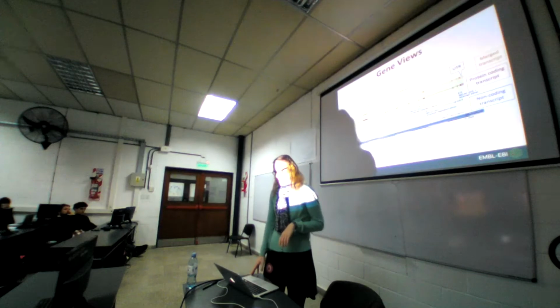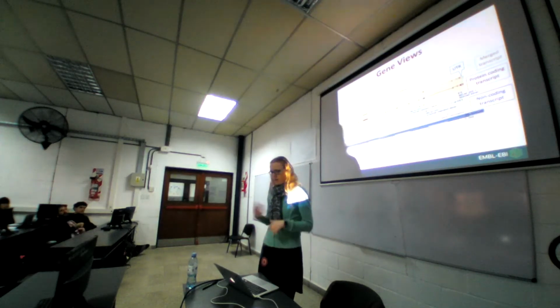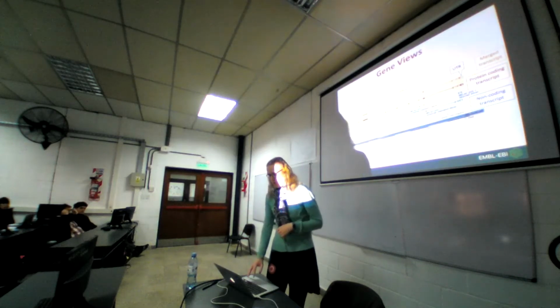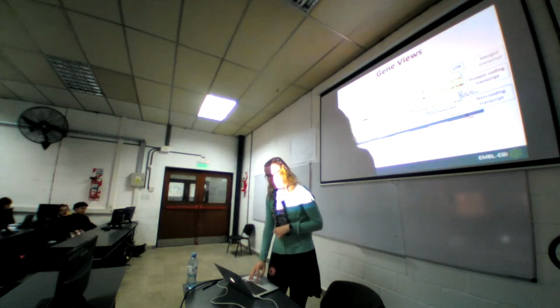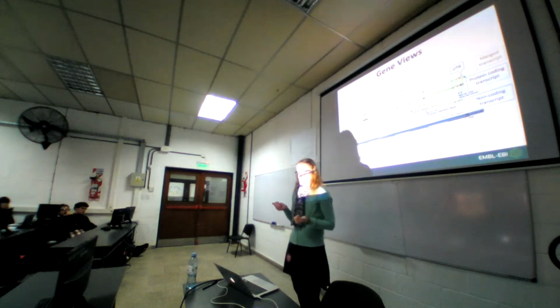In the transcripts, you have exons and introns. The exons are the boxes. If they are colored in, they are coding. If they are not colored in, they are non-coding. Or they can also have untranslated regions, which are not colored in either. And the introns are the connecting lines.